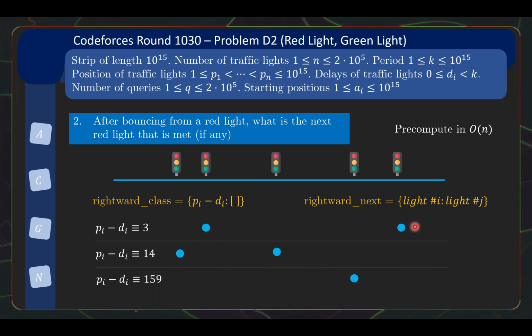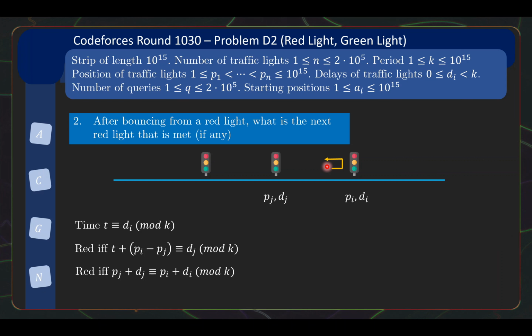Then this means that from this traffic light, if you bounce here, you'll end up meeting a red traffic light here. So again, all this can be done in linear time, and the key point here is you can pre-compute this lookup table before you even get any query, and you do this only once. No matter how many queries you will have, this lookup table is going to be very useful later on. Okay, how about bouncing from the left?